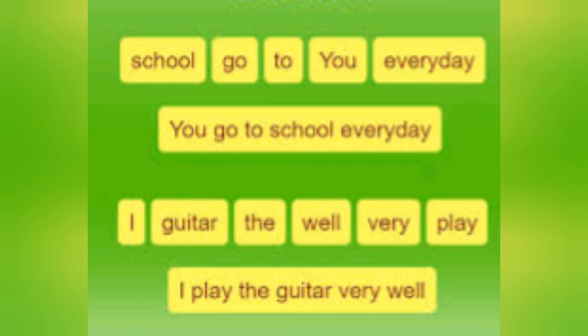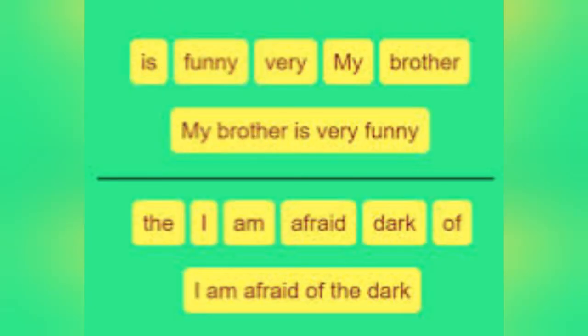I guitar the well very play. I play the guitar very well. Is funny very my brother. My brother is very funny. The I am afraid dark of. I am afraid of the dark. In the end, don't forget to put your punctuations like full stop, question mark, exclamatory.